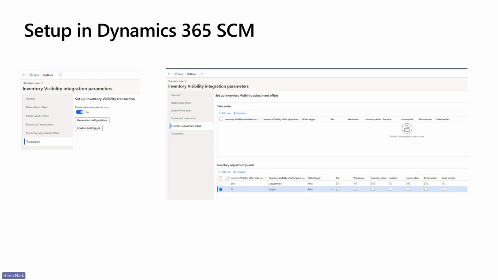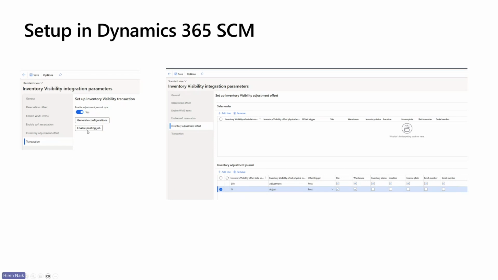So as I mentioned, generate configuration will take care of all this configuration automatically behind the scenes, and it will create these configurations. But you're not limited to that. If you want, you can create your own configuration as well. As you can see in this screenshot, I have created my own data source and my own physical measure for doing the inventory adjustments as well as offset. So you have that flexibility to define your own data source, define your own measure, and use that for adjustments as well as the offset.